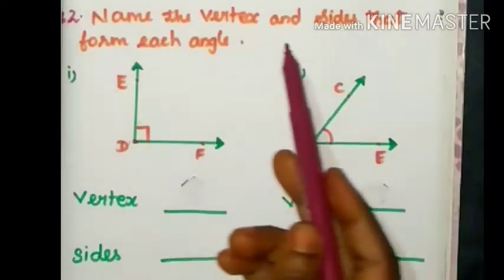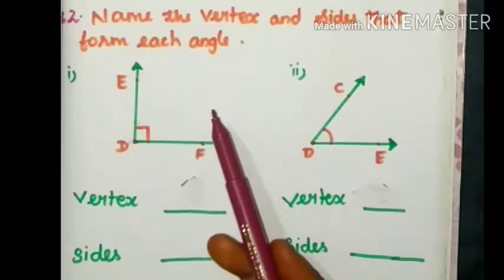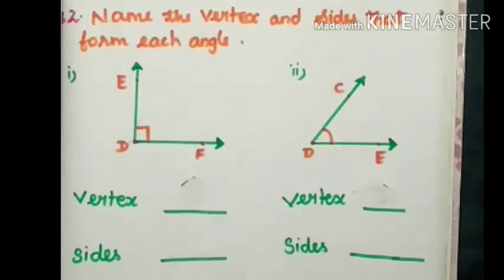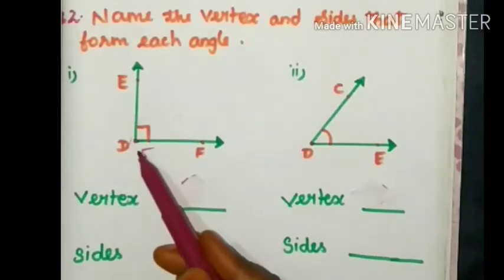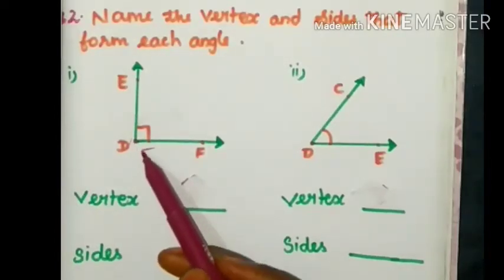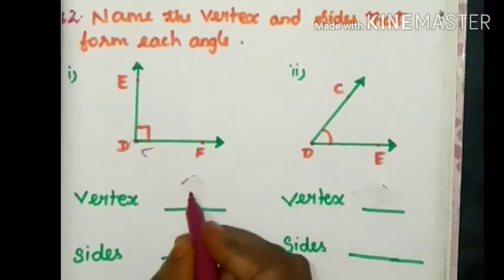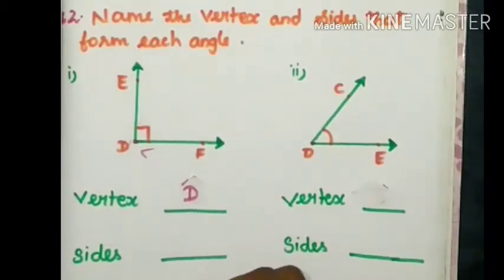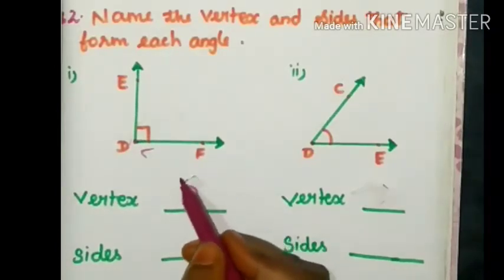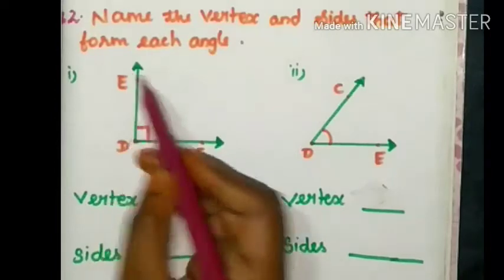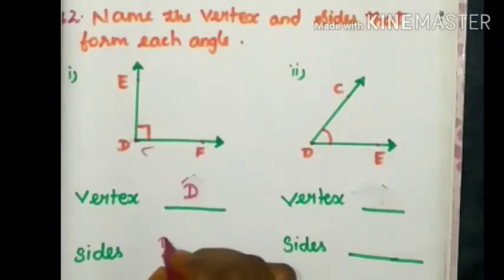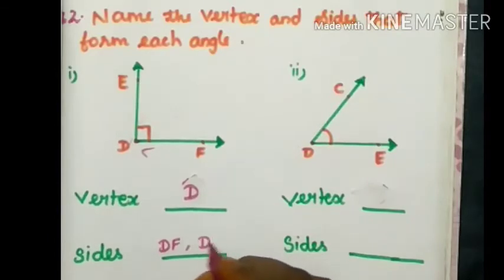Second one, name the vertex and sides that form each angle. First one, students, as you already know, an angle is formed by two rays that have a common point. That point is called the vertex. Here the common point is D. D is the vertex. Then you have to find the sides. See, here DF and DE are the arms of the angle, or sides of the angle. DF and DE are the sides of the angle.